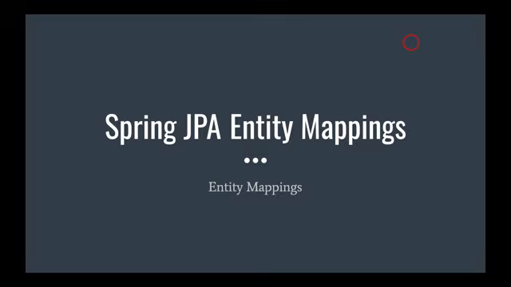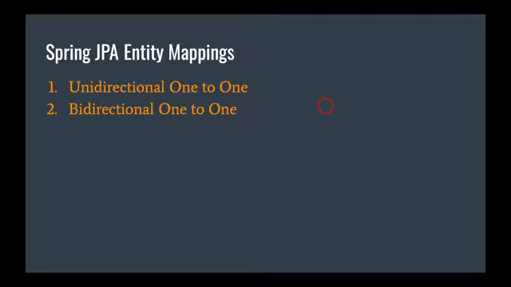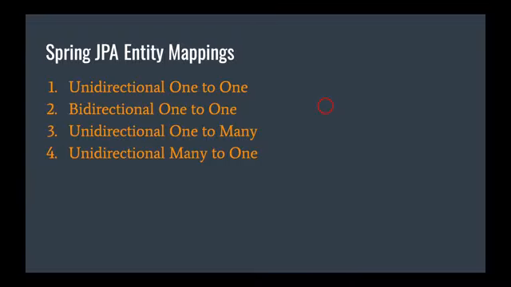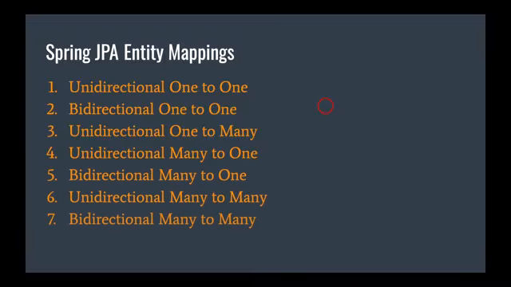Hello friends, today I'm going to talk about Spring JPA entity mappings in this video. We have different types of mappings in JPA entity mappings. Basically, you have unidirectional one-to-one and bidirectional one-to-one, and then one-to-many and many-to-one, as well as many-to-many. These mappings can be unidirectional and bidirectional. So I'm going to cover all these combinations in this video. These are the 7 combinations available here.